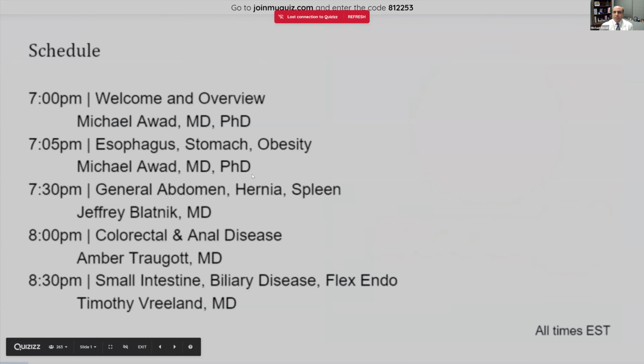Okay, so this is our schedule for the program tonight. I'm going to be starting off with our welcome and overview, and then we'll start with our first section on esophagus, stomach, and obesity. That will be followed by general abdomen, hernia, and spleen, colorectal and anal disease, and finally small intestine, biliary disease, and flexible endoscopy.